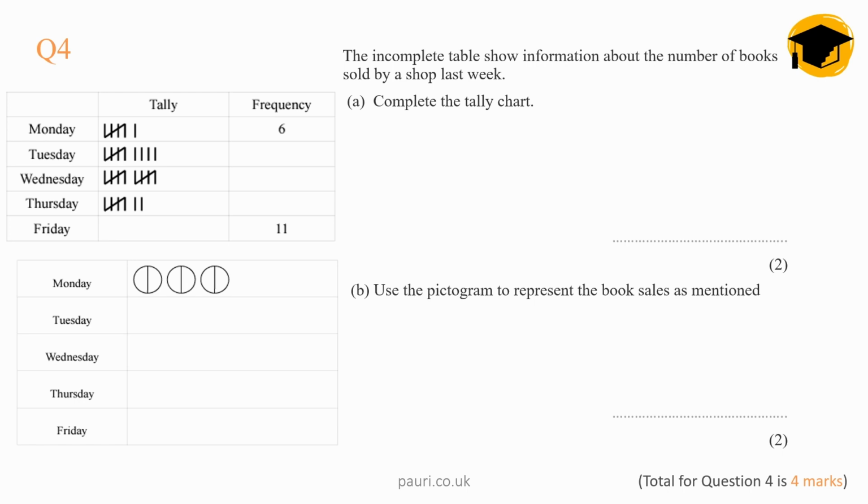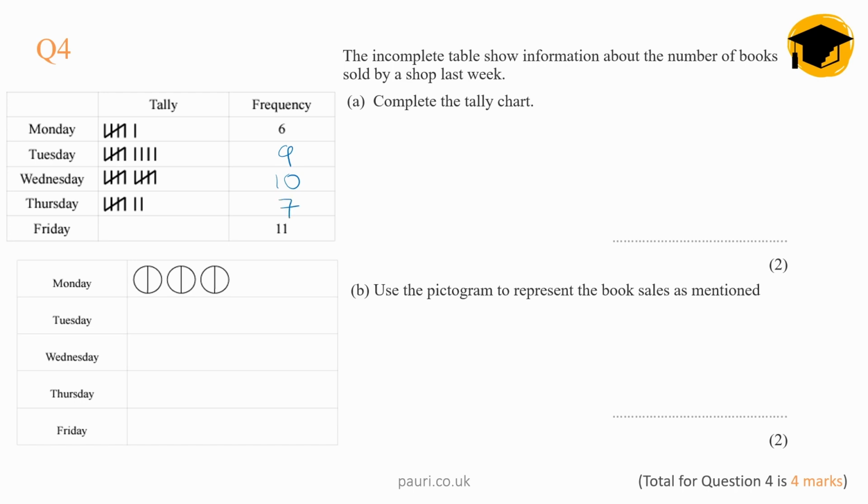The final question is question 4. The incomplete table shows information about the number of books sold by a shop last week. Complete the tally chart. So Monday's done. Let's do Tuesday. So we've got 5, 6, 7, 8, 9. Wednesday we've got 5 and 5, which is 10. And Thursday we've got 7.